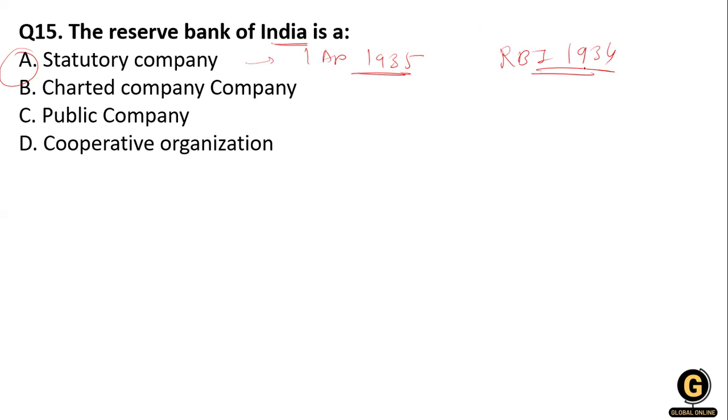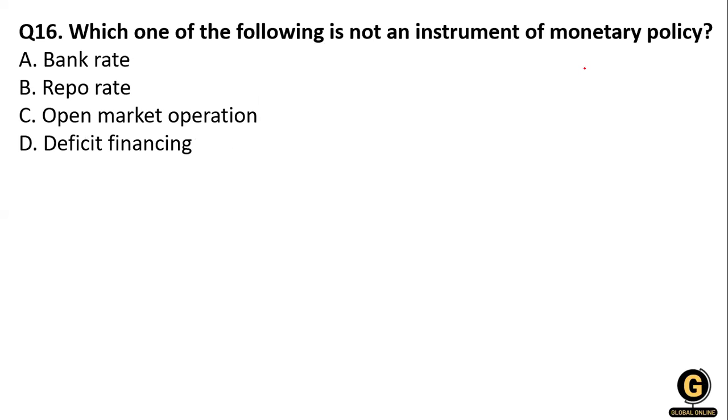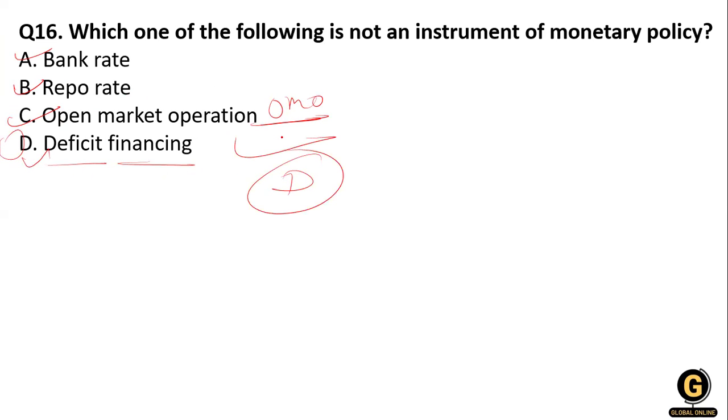Now, which one of the following is not an instrument of monetary policy? Bank rate, repo rate, open market operation, and deficit financing. So you know that monetary policy includes the bank rate, includes the repo rate, includes OMO, open market operation, but it does not include deficit financing. Okay, so option D is correct. That is the correct answer.